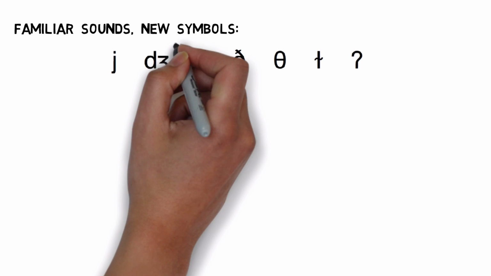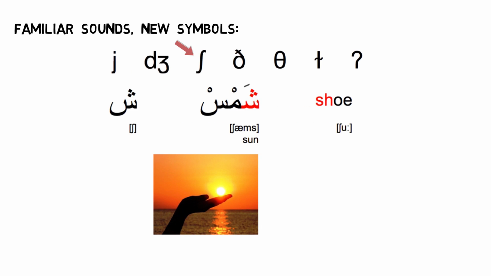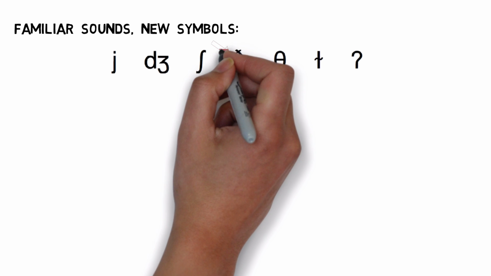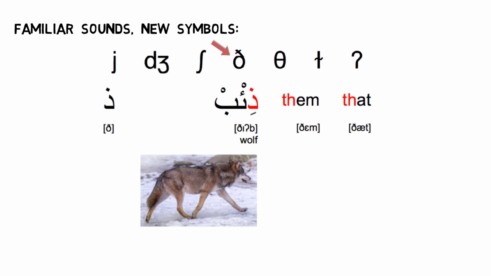Next we have sh, as in Arabic's shams, or English's shoe. In IPA, it's a tall, scripty S. Then comes th, as in Arabic's dhib, or English's them or that. It's a buzzing sound made with your tongue against your upper teeth, and in IPA, it's like a backwards 6 thing with a line through it.